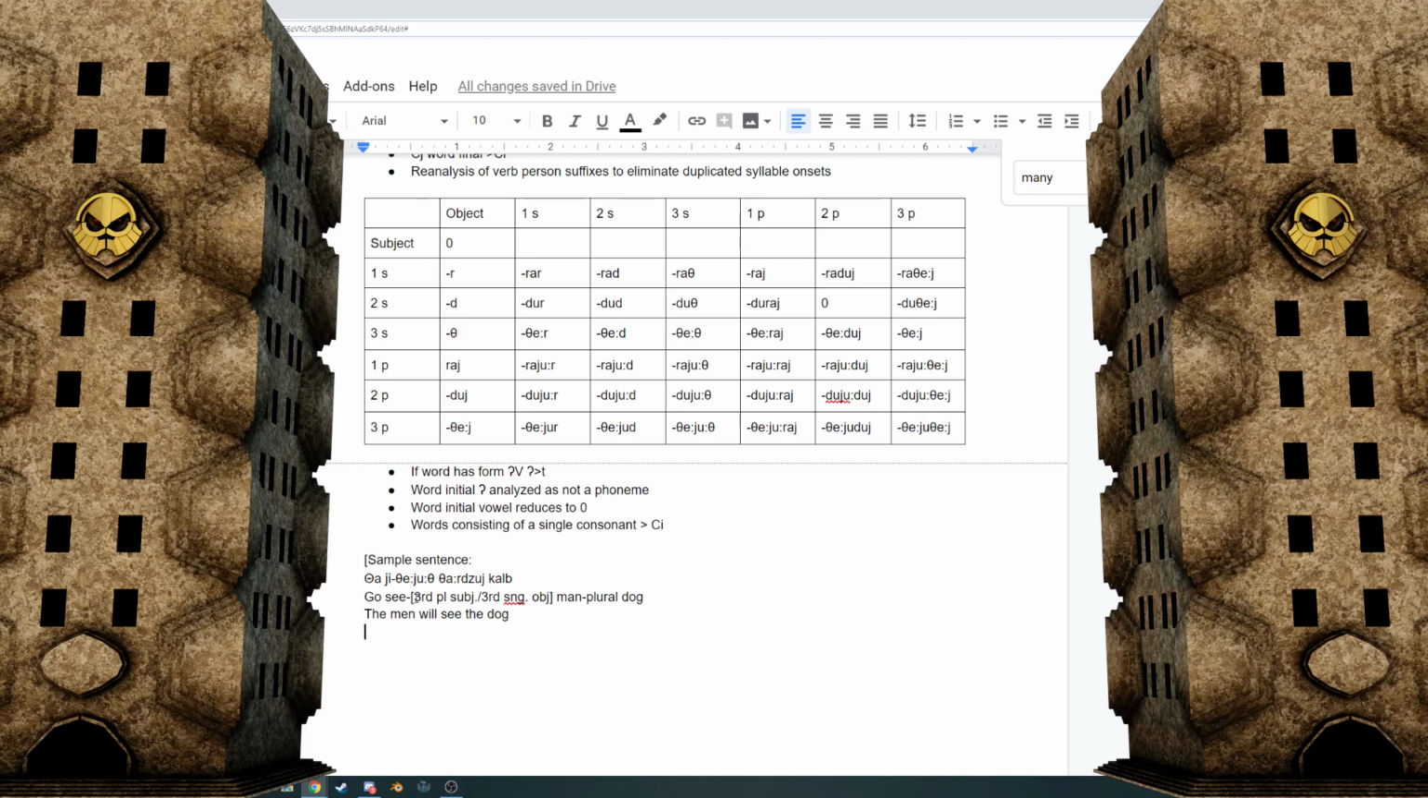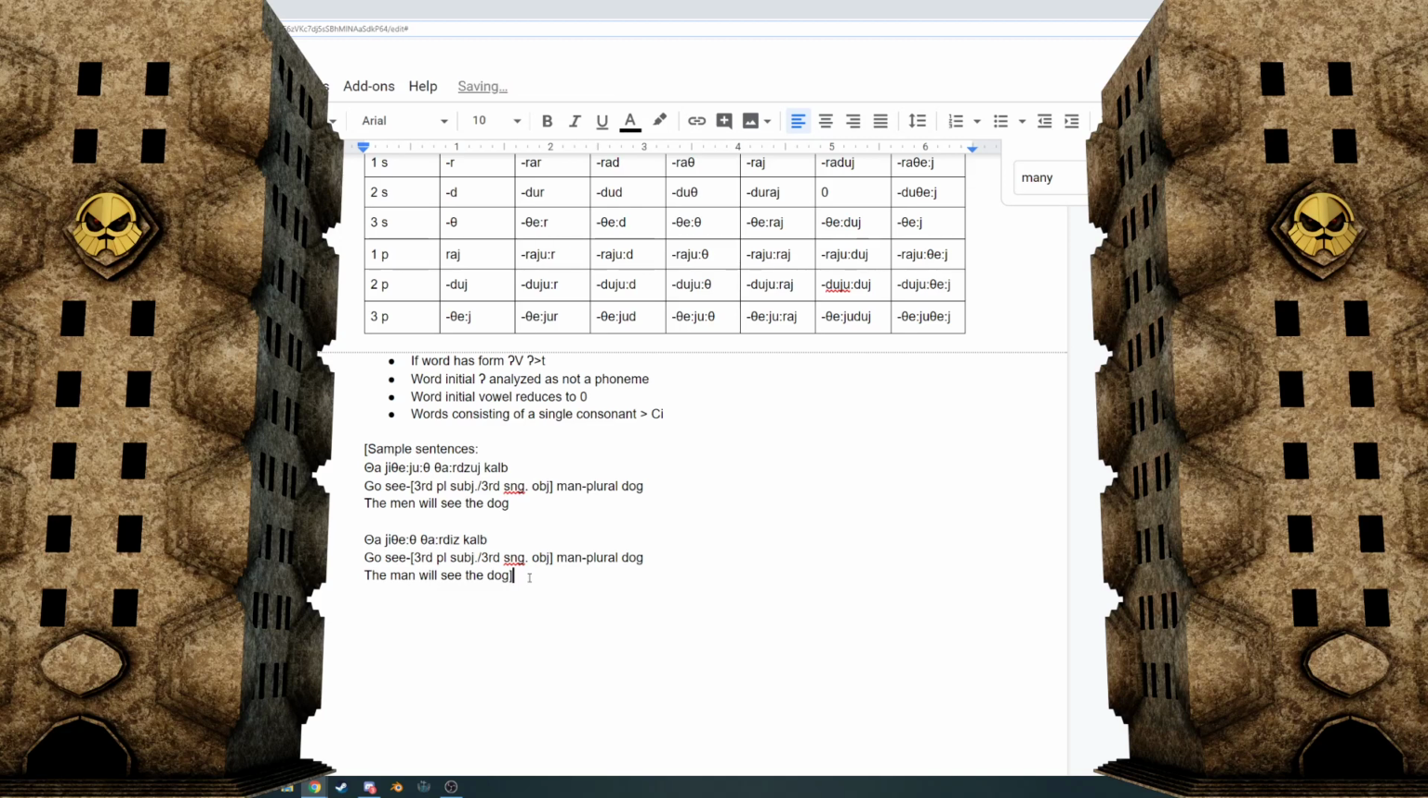But thardzu is a weird word because in the plural, it's thardis. So if we repeat this, let's say we want to see the man. The man will see the man. So this becomes Itheth Thardiz Elm. Okay, so we already have an irregularity in the language. That's fun.